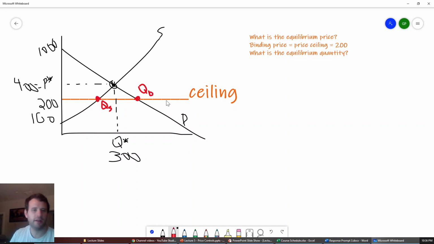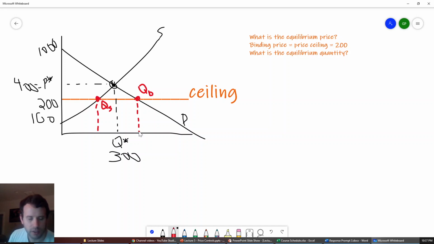And why do I know that? Well, it's easy. This is the intersection between the supply curve and the price ceiling. Okay, and this is the intersection between the demand curve and the price ceiling. So that's why it's the quantity supplied and the quantity demanded. Okay. So what is this graph telling me? It's telling me that at a price of 200, QS is the number of people who want to supply. QD is the number of people who want to demand.